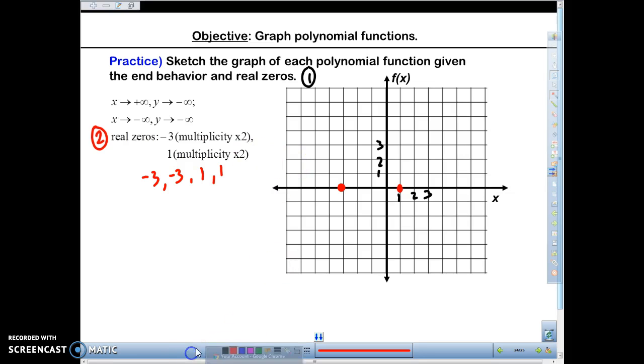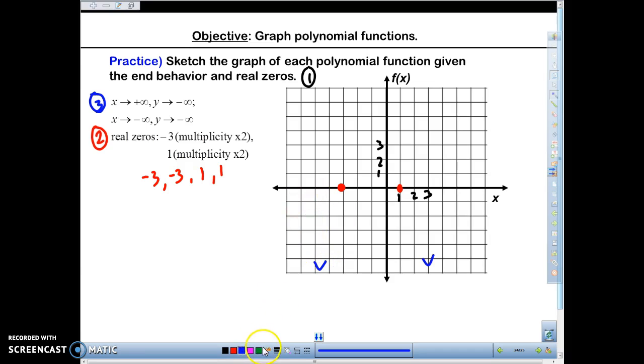So at -3, I have a 0, and at 1, I have a 0. Next, I need to plot my end behavior. As x goes to infinity, my y values are going to -infinity. As my x's go to -infinity, y goes to -infinity. So as I go to -infinity on my x-axis, my y values go to -infinity.